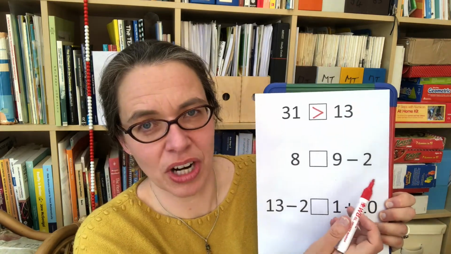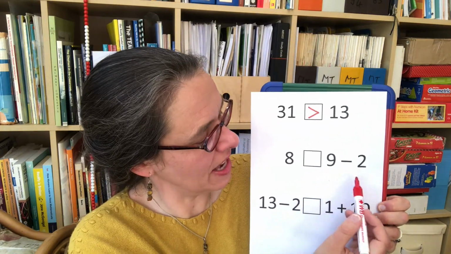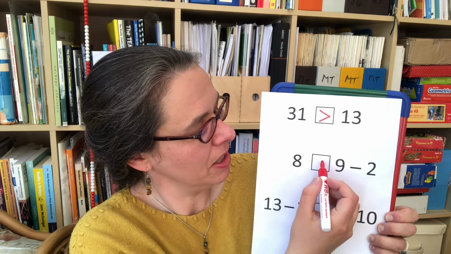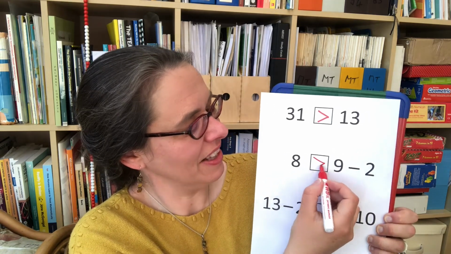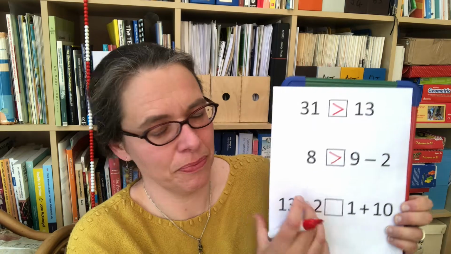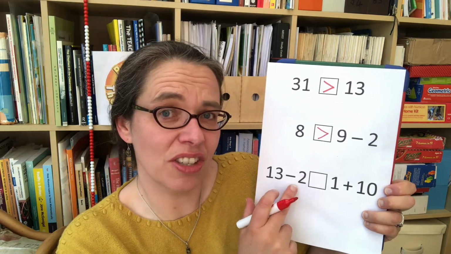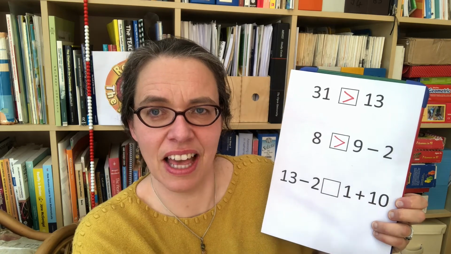With this one, 8 and 9 subtract 2. Well, 9 subtract 2 is 7, so this one is bigger. So the hungry crocodile is going to eat the 8. With this one, 13 subtract 2 is 11. 1 add 10 is 11. So which symbol do we use? An equal symbol, of course, showing the same quantities on both sides.